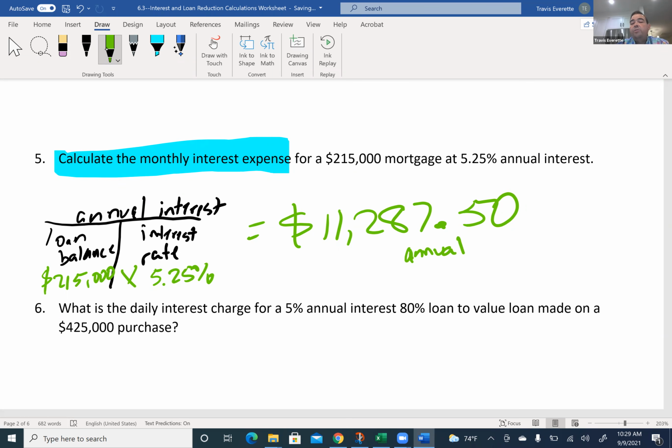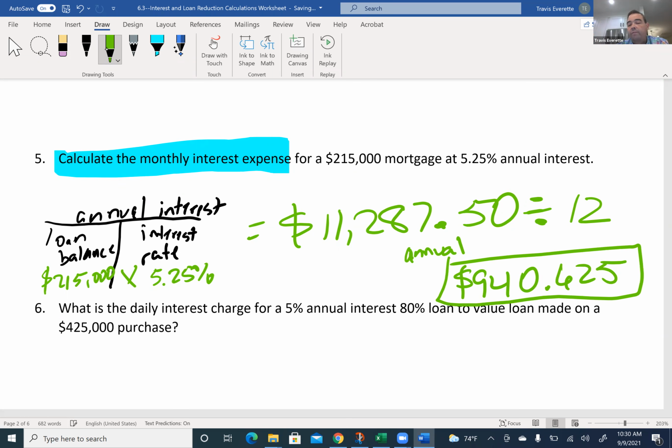But that's not the answer they want. They want monthly. So I've got to divide that by 12 to break it all the way down to monthly. And that's going to be $940 and about 62 or 63 cents per month. Either answer is fine. Either one will work.